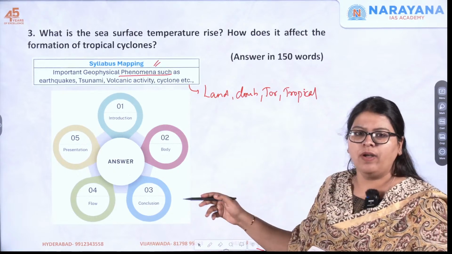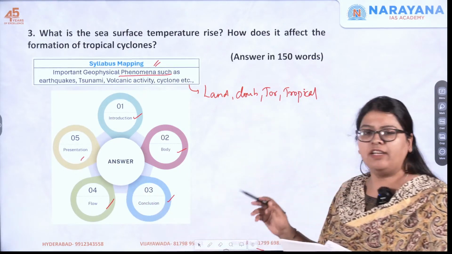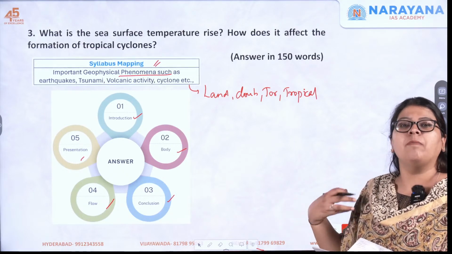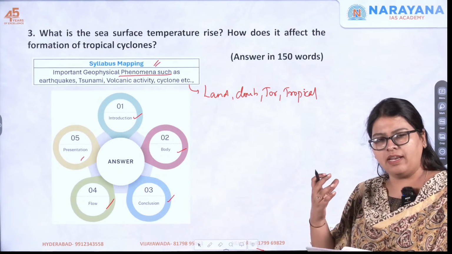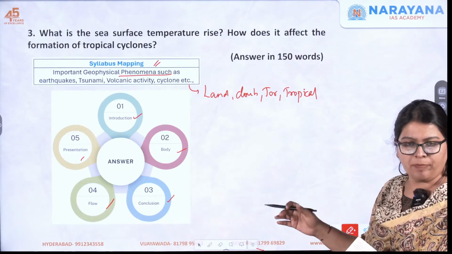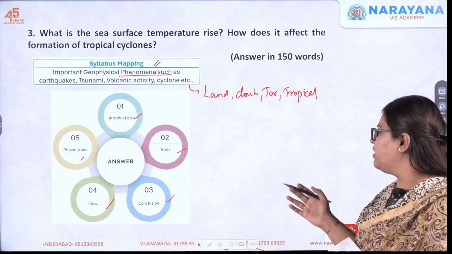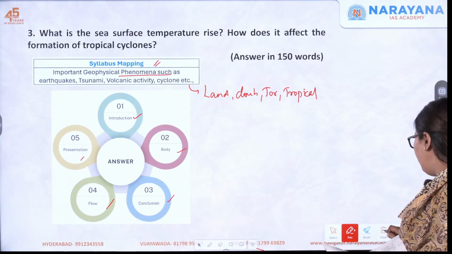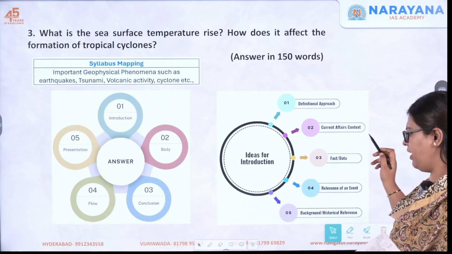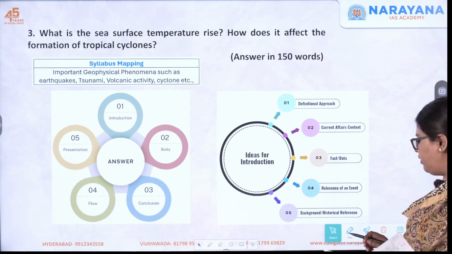As I told you, an answer shall have an introduction, body, conclusion, flow, and presentation. In the introduction, there can be a definitional approach, some facts, relevance, or a historical incident that was in the news with respect to a particular topic. The relevance and historical underpinning can be used in history answers. Since it's geography, let's see how we deal with this answer. So: a definitional approach, current affairs, fact or data, relevance, or historical reference. Two of these can be done with respect to history.